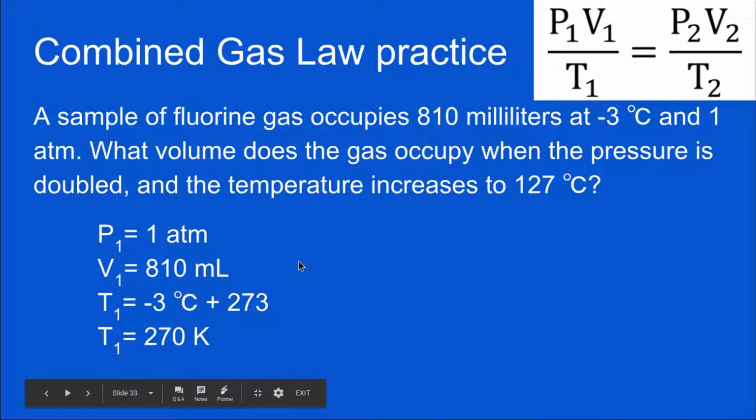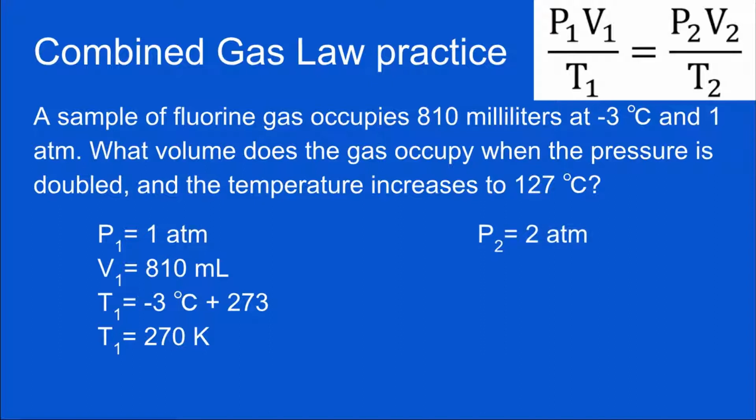So now if you keep reading through the problem, it asks the question, what volume? This will be the unknown, and it says that the pressure is doubled. So if we had 1 atmosphere of pressure to begin with, if we double that, we get 2 atmospheres of pressure for our P2. Then the volume, again, this is what is unknown. This is what we want to answer in the question. And my new temperature is 127 degrees Celsius.